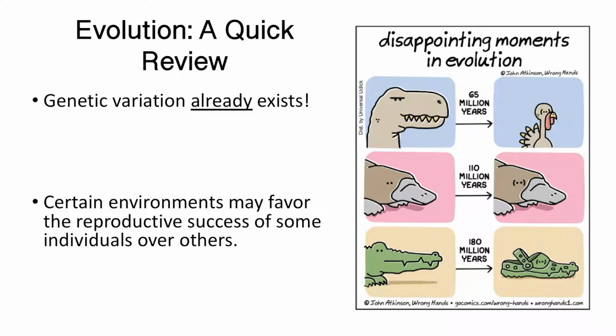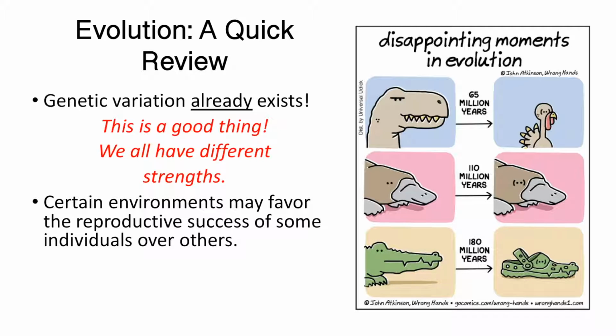So far, we've learned that genetic variation already exists in every population. And this is because DNA replication is not perfect and mutations can arise. We also learned that certain environmental factors can favor the reproductive success of some individuals over others. And what this means is that certain traits will be passed on more than others if they provide an advantage in a specific environment. And in this way, populations will change over time.